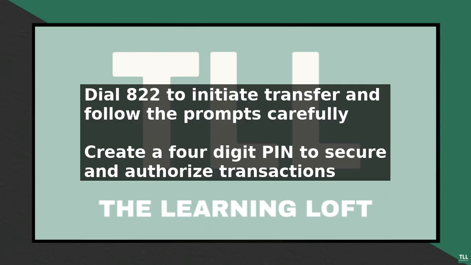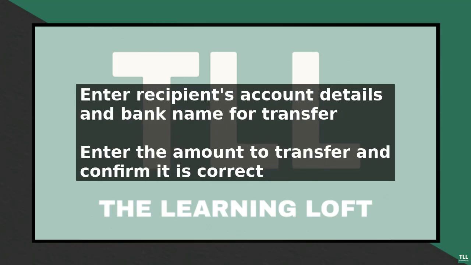After creating your PIN, you can proceed to transfer money. To do this, dial 822, enter your account number, and select the transfer option. You will be asked to enter the recipient's account number and bank name. Make sure to enter the correct account details to avoid any errors. Once you have entered the recipient's account details, you will be asked to enter the amount you wish to transfer. Enter the amount and confirm that it is correct.